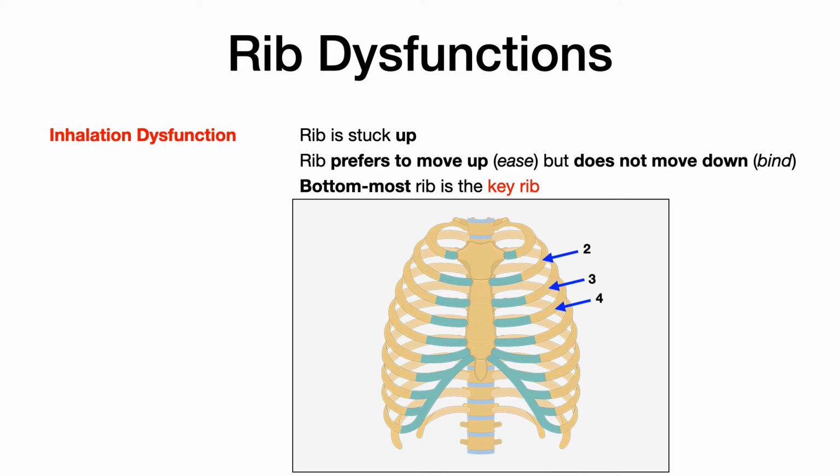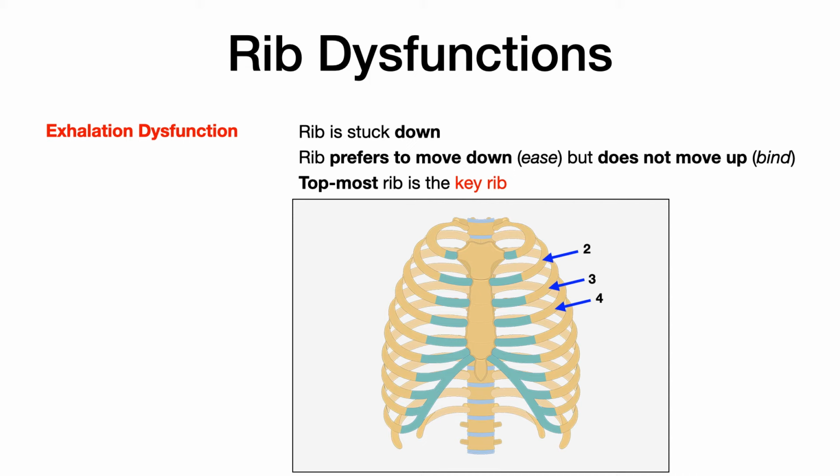You treat the key rib first, and in any inhalation dysfunction, the key rib is the bottommost rib. Let's look at an exhalation dysfunction. In an exhalation dysfunction, the ribs are stuck down. So pretend that ribs 2, 3, and 4 had an exhalation dysfunction and all 3 of those ribs were stuck down. You have to treat the key rib first. And in an exhalation dysfunction, the key rib is the topmost rib.